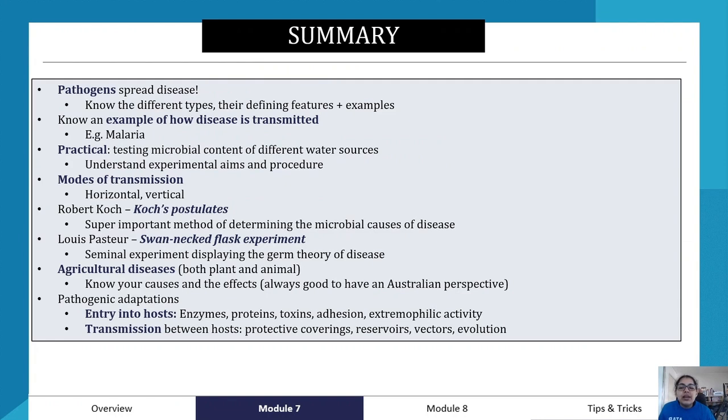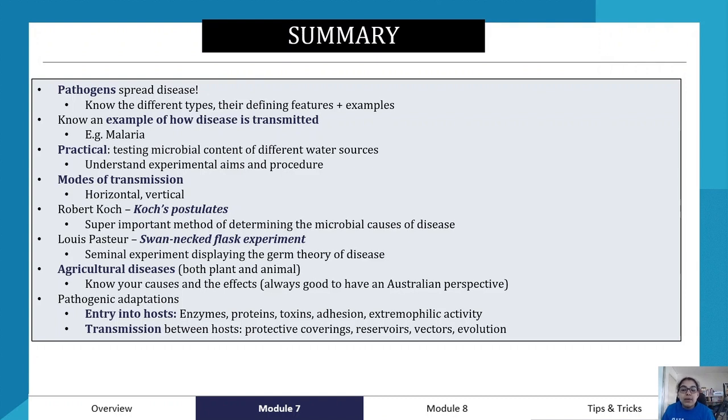Okay, so in summary, pathogens spread disease. Know an example of how disease is spread in terms of understanding the practical side of the module. You want to know about Koch's postulates. You want to know about Pasteur's experiment and what exactly it involved. Modes of transmission, we've got horizontal, vertical, Robert Koch's postulates, which we've just spoken about, and the swan-necked flask experiment. Agricultural diseases are also very prominent in both, obviously, plants and animals. So know your causes and effects. Always good to have an Australian perspective, so you want to have examples of agricultural diseases as well.